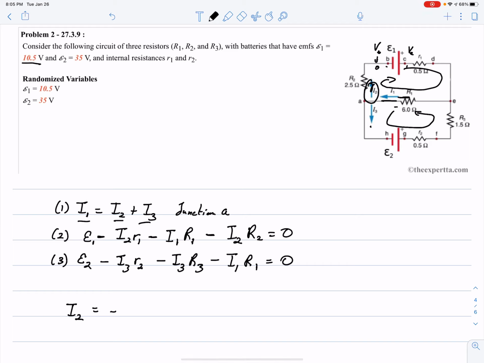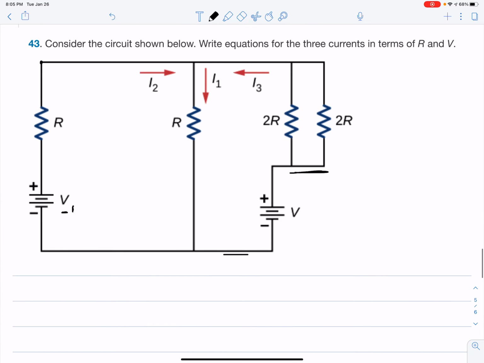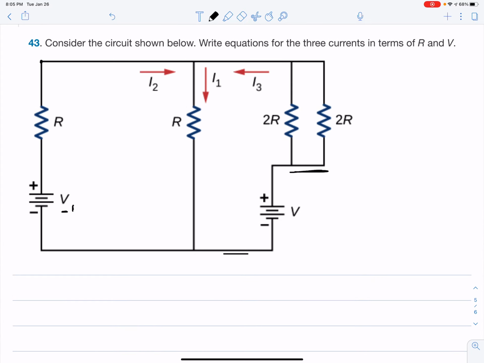But we do use these directions to eventually let us know the actual direction of the current. Okay? And you are able to solve for current 1, 2, and 3 with these 3 equations. Now let's go into this one right here. This is problem 43 from chapter 10. So this is another good problem.